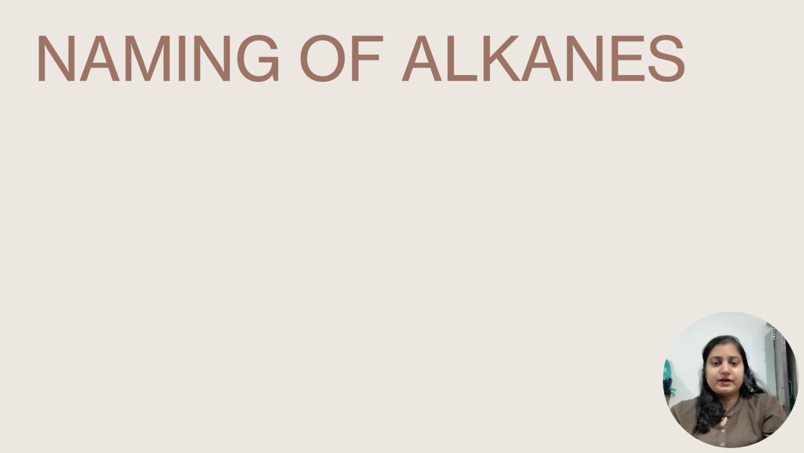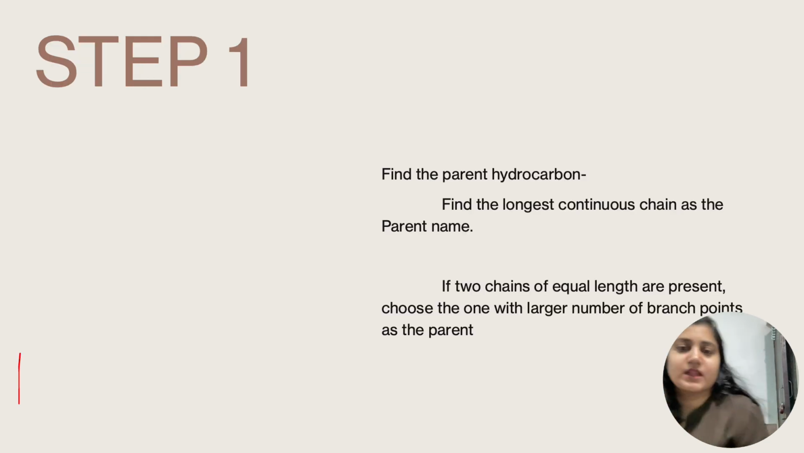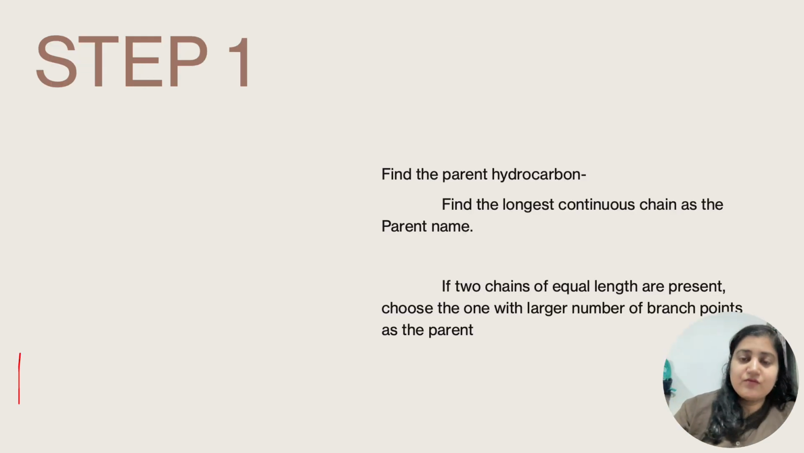Okay, so let's go ahead with the steps of naming. Step 1: find the parent hydrocarbon. We come to the names meth, eth, prop, but, so what should it be? For that there are two parts. Find the longest continuous chain as the parent name. Before that, we'll understand one more concept, that is substituents.